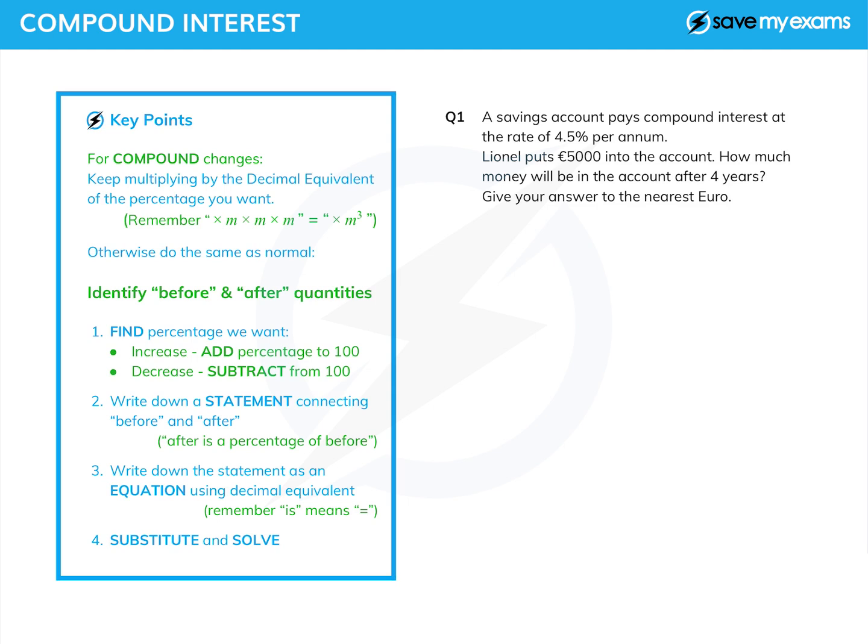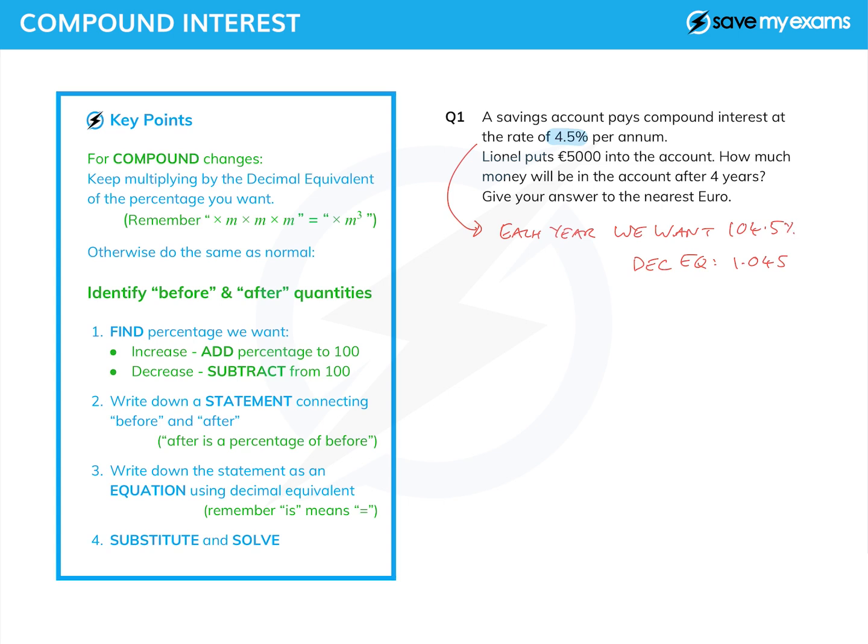What are we doing? Well, we're looking at a savings account which has compound interest of 4.5% per annum. And so that means that each year we want 104.5% of the previous year, and the decimal equivalent of that, in other words, the multiplier we're going to use, is 1.045, which of course is 104.5% because percent means divided by 100.